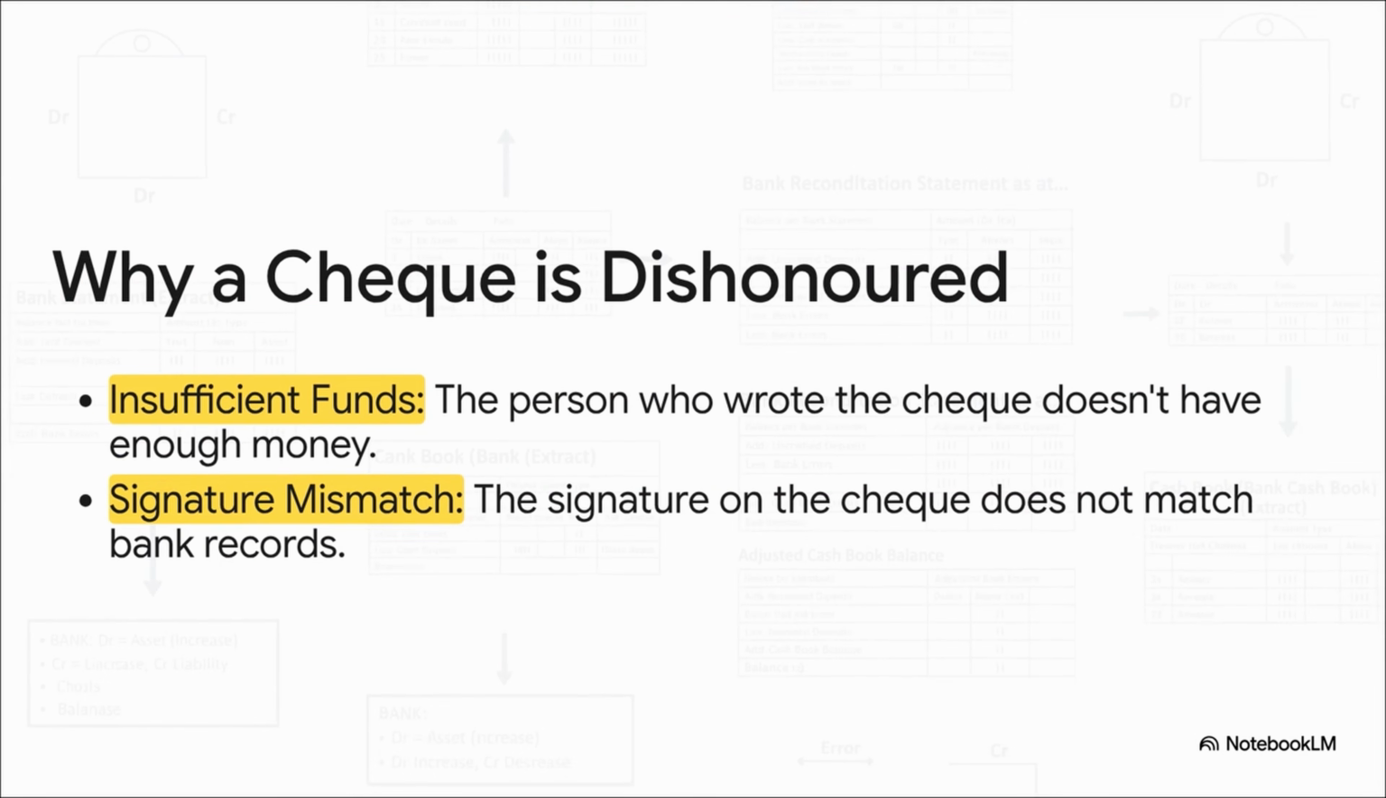We had that dishonored check in our example. So what does that actually mean? It's basically when a customer gives you a check, you deposit it, and then their bank refuses to pay it. The two most common reasons for this are pretty straightforward. Either the person who wrote the check didn't have enough money in their account to cover it, or the signature on the check didn't match what the bank has on file.